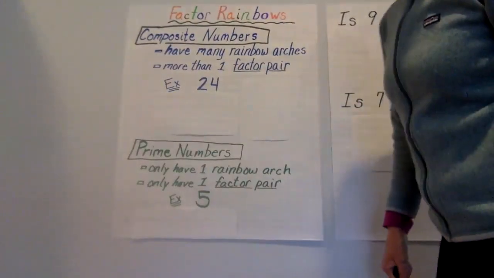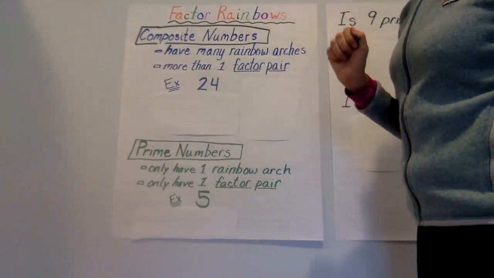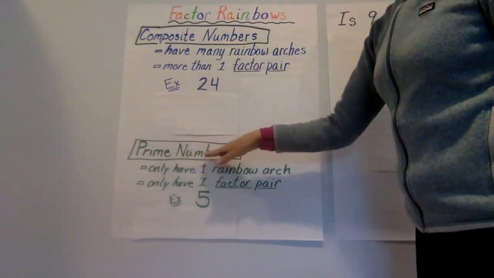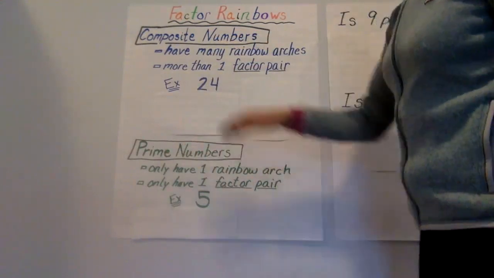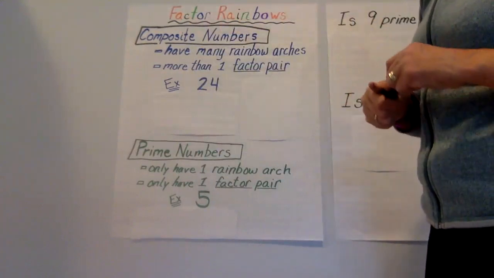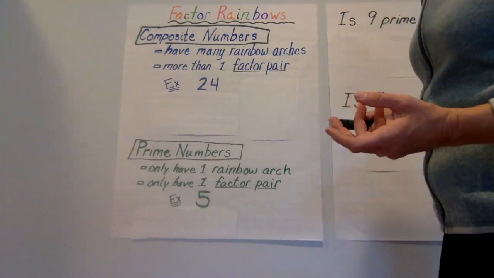Hi, this video is about using factor rainbows to determine whether a number is a composite number or a prime number. First off, what is a factor rainbow? Well, a factor rainbow is a strategy to find all the factors of a given number.